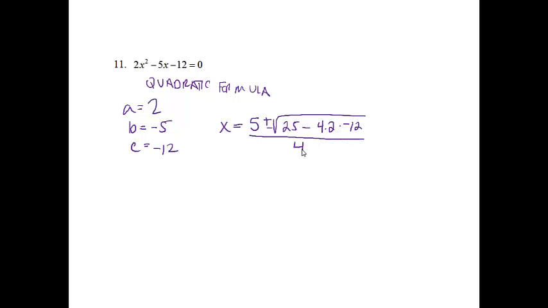2 times 2 is 4. So if we do that, one of my answers will end up being 4, and my other answer will end up being negative 1.5.